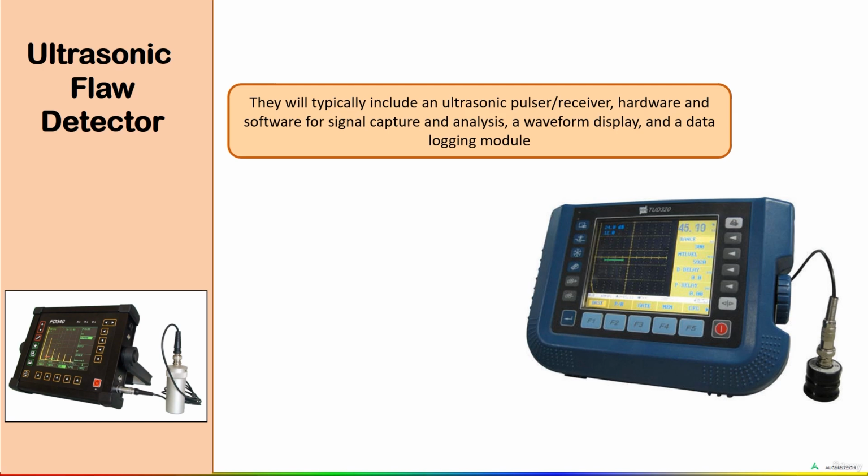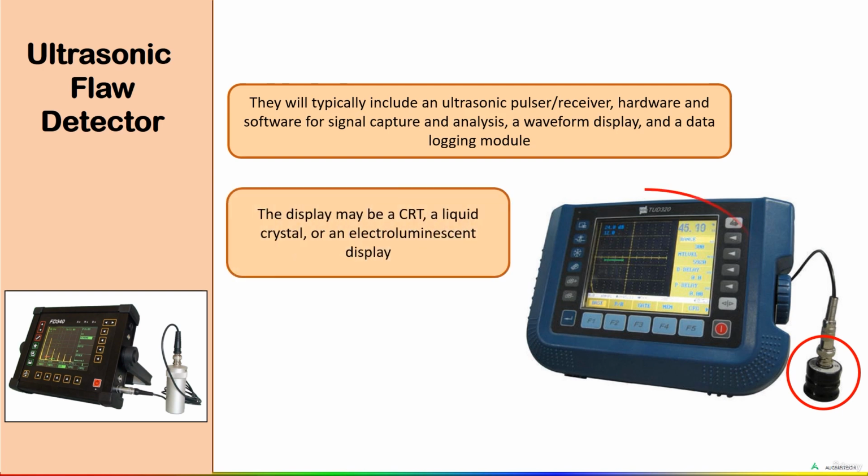They will typically include an ultrasonic pulser receiver, hardware and software for signal capture and analysis, a waveform display, and a data logging module. The pulser receiver section is the ultrasonic front end of the flaw detector. It provides an excitation pulse to drive the transducer and amplification and filtering of the returning echoes. The display may be a CRT, a liquid crystal, or an electroluminescent display.